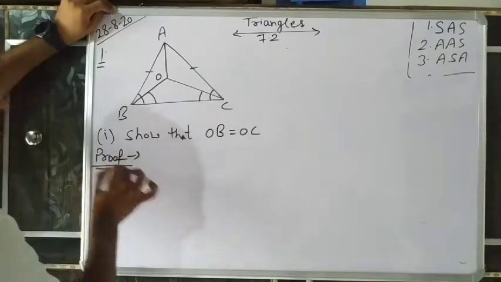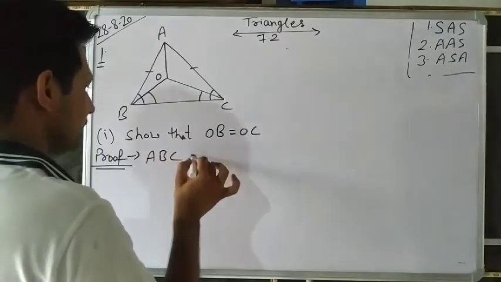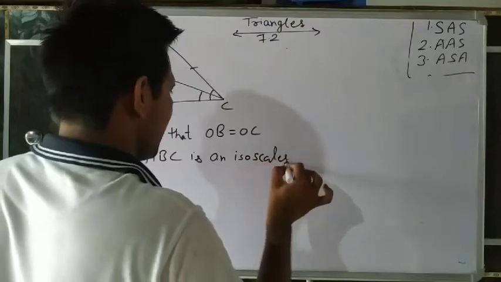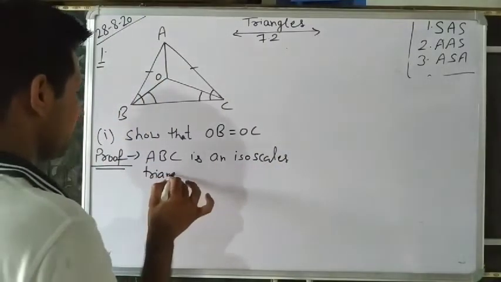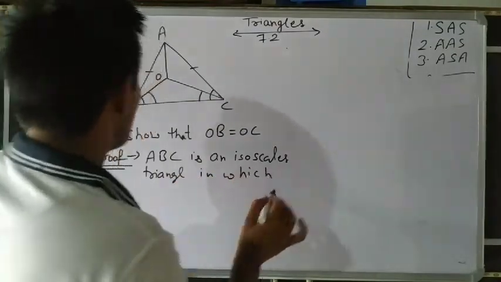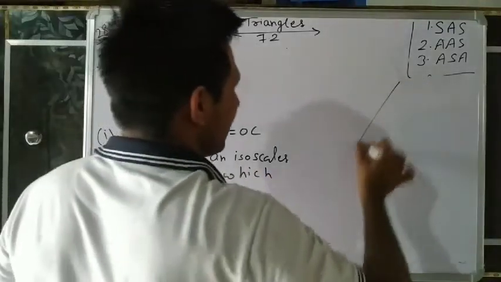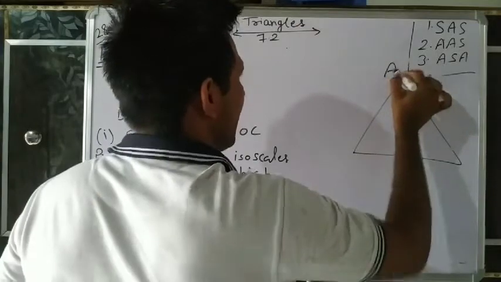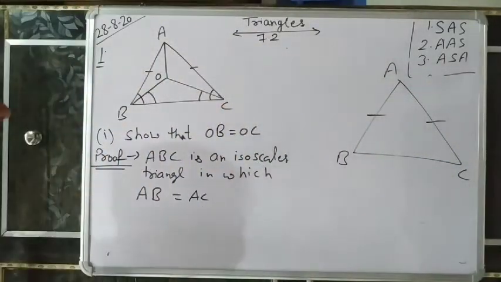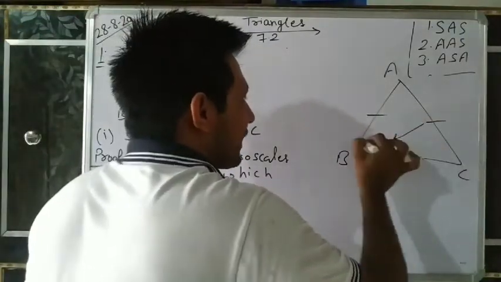So first we will write: ABC is an isosceles triangle. It is given in which AB equal to AC. Tell me, AB equal to AC, it is ABC. And everyone knows, if sides are equal, then opposite angles are equal.